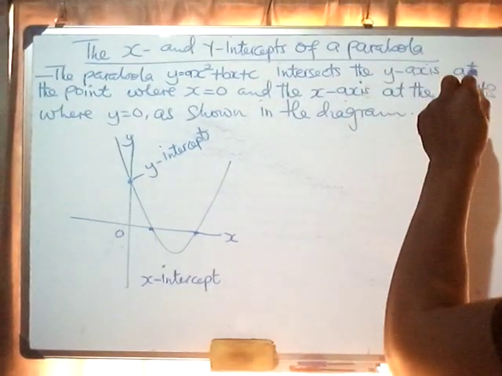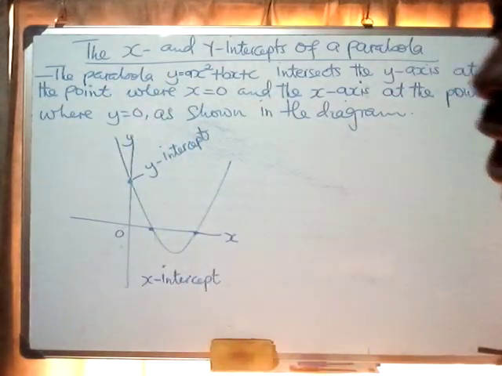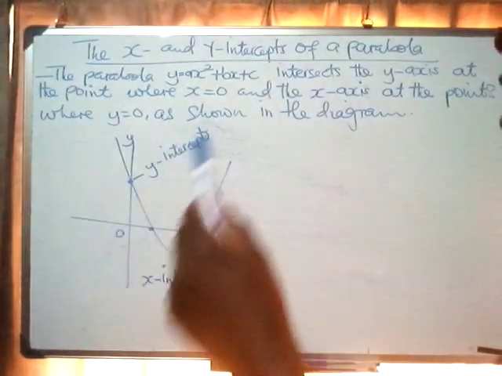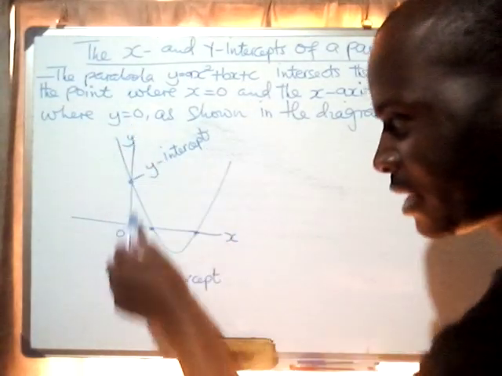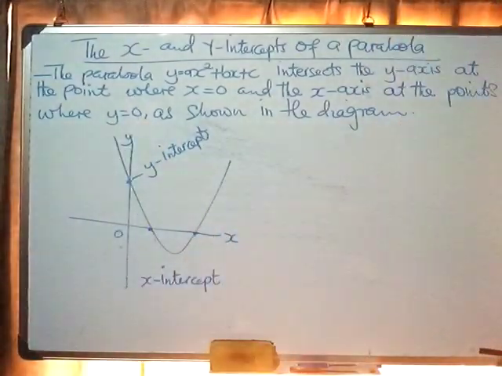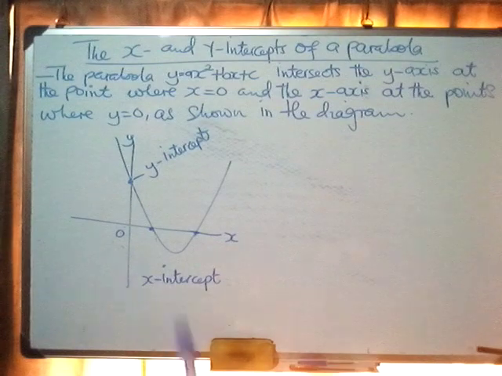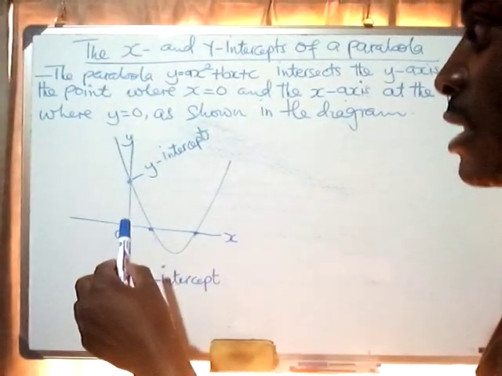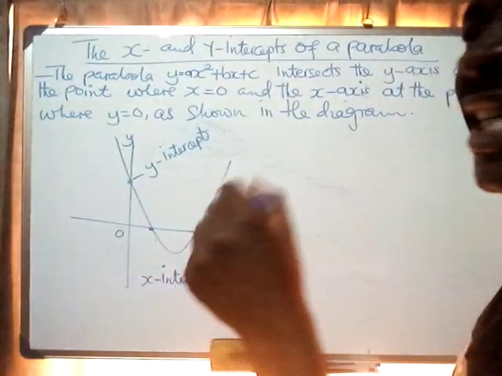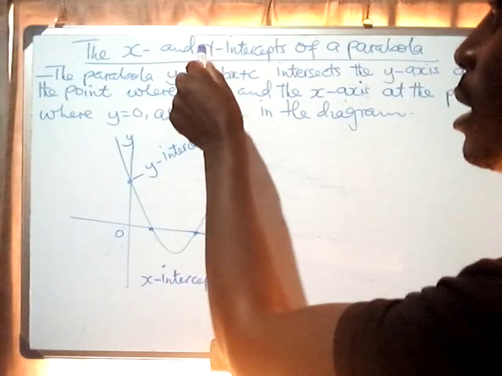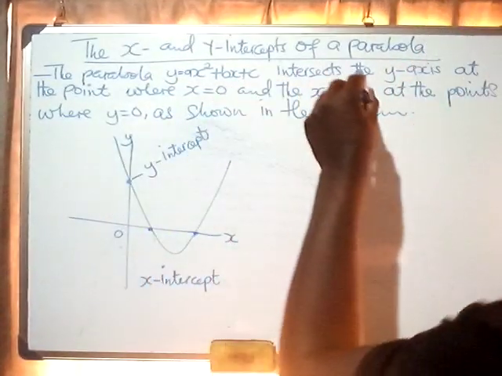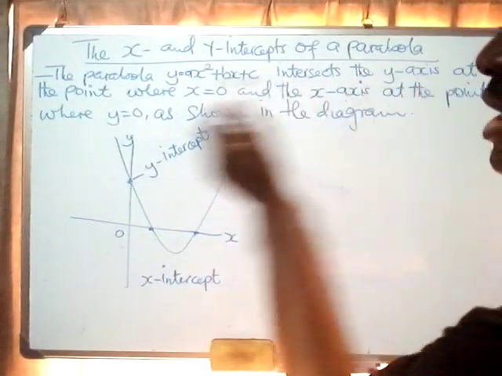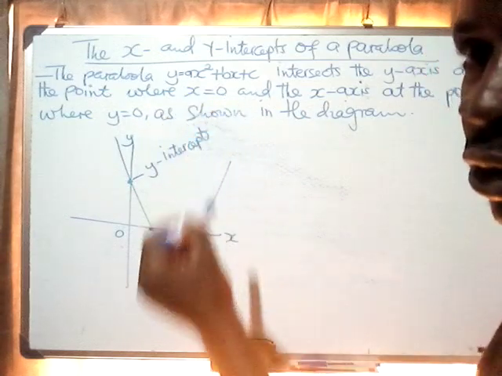It intersects the y-axis. This is the y-axis. When you're talking about the Cartesian x-y plane, this is the y-axis. Where this graph is cutting the y-axis, that is what we call the y-intercept. So this is the y-intercept. It intersects the y-axis at the point where x is equal to 0.